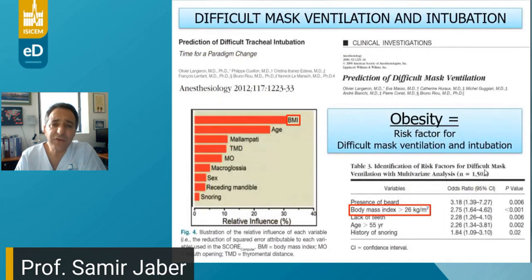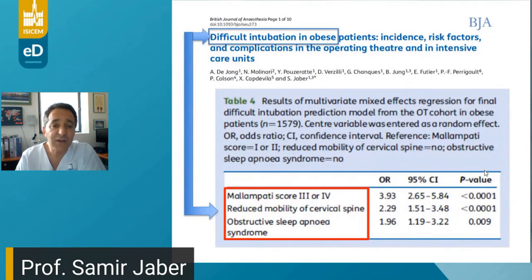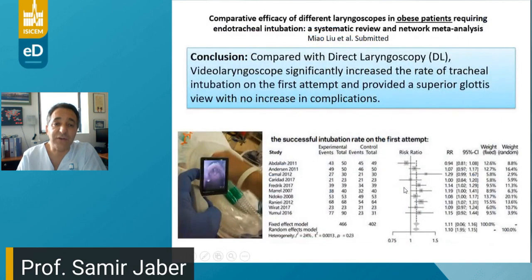patients. Pre-oxygenation is easy. Obesity is a risk factor for difficult mask ventilation and intubation. And you have this paper showing that the MACOCHA score is also available to try to discriminate who will be at risk of being difficult to intubate. You see a patient with Mallampati score 3 or 4, reduced mobility of the cervical spine, and obstructive sleep apnea are associated with difficult intubation.